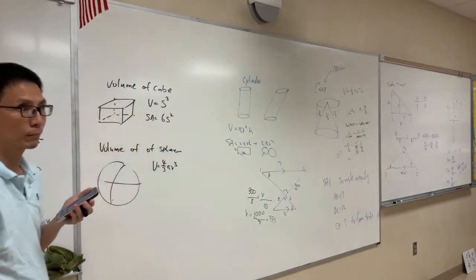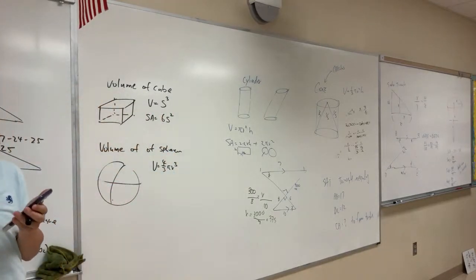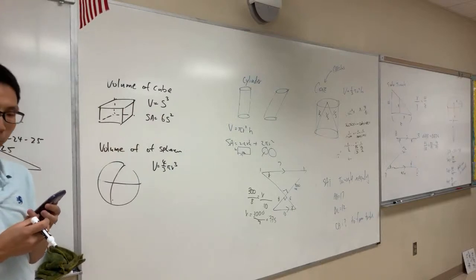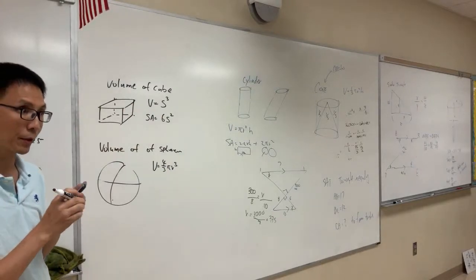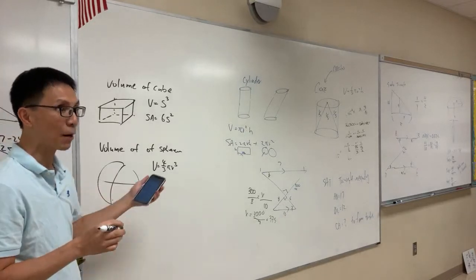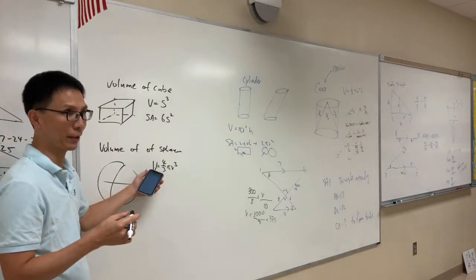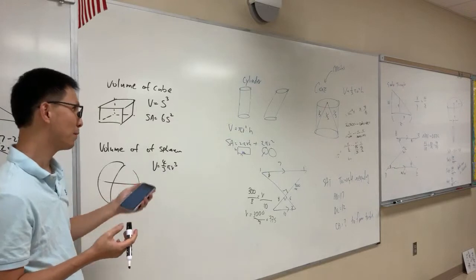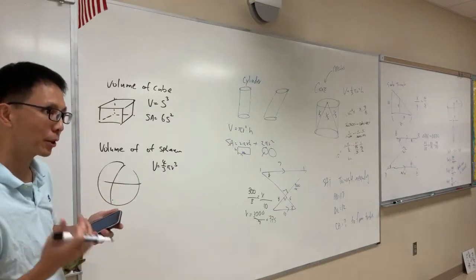Did they give us that on the test? Yeah, they do. Don't they give you everything? No, not necessarily. I don't know if they give the sphere. But I won't give it to you on related rates, so you better memorize it. Volume equals 4/3 pi r cubed.